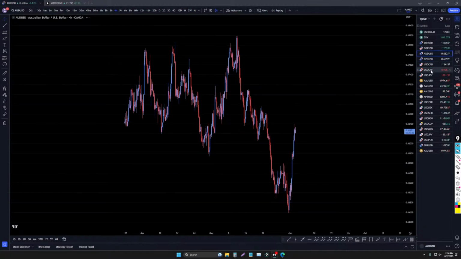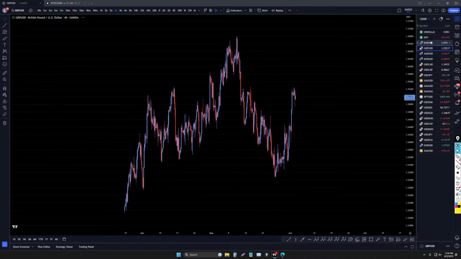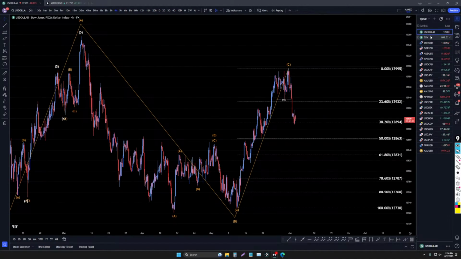Yeah, gold's not really doing too much. It still looks like it wants to go up, but it's not really doing too much. Everything kind of looks like it's ready to move, but nothing is.